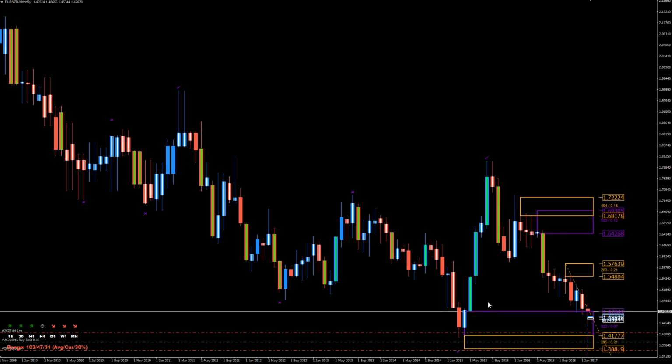Down here we have the monthly area. We've just tested the monthly area. We tested it once, twice, and now we're kind of starting to feed into it. I have an order to buy here towards the bottom. So we have this area of supply, monthly supply up here.